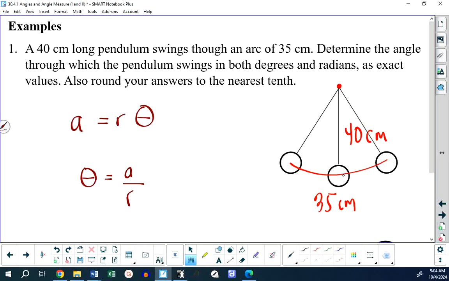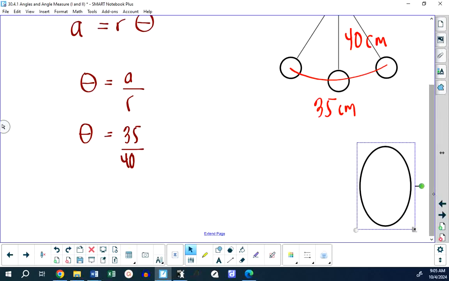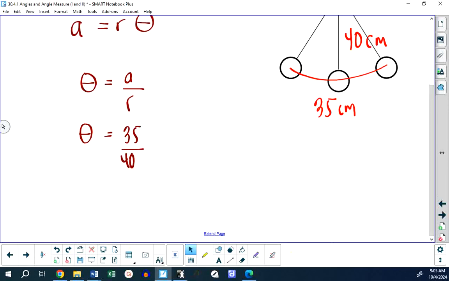Well, we take my formula, A equals R theta. We want to find theta, so let's divide both sides by R, and we get the formula on your formula sheet. All we have to do is take 35 centimeters divided by 40 centimeters, and we get an angle here. We get an angle of 7/8 of a rad. That's my exact value.